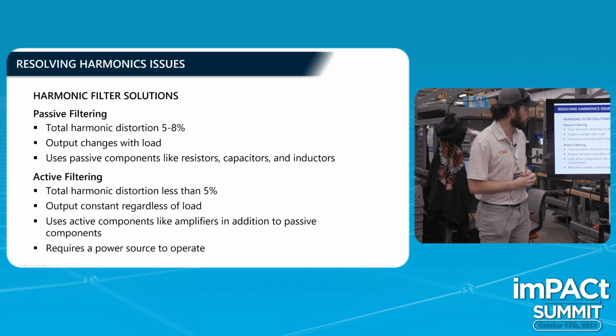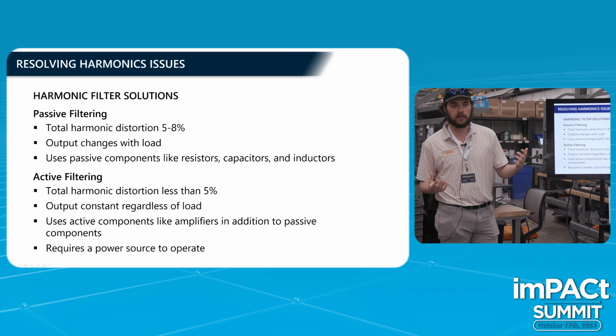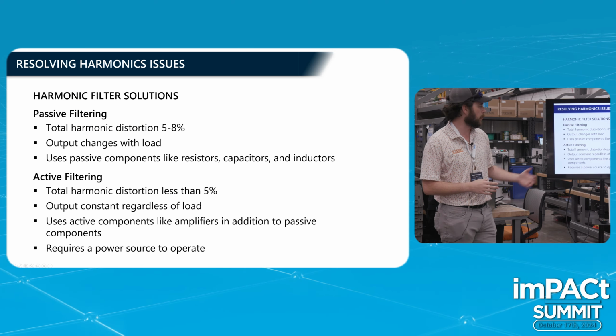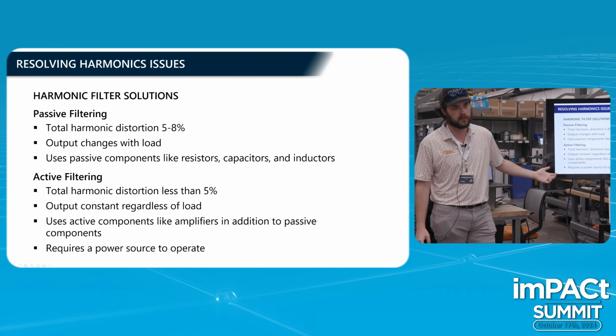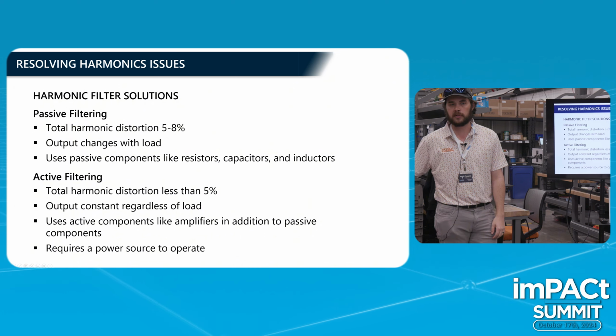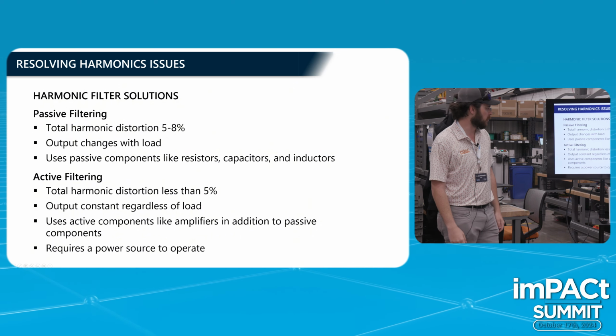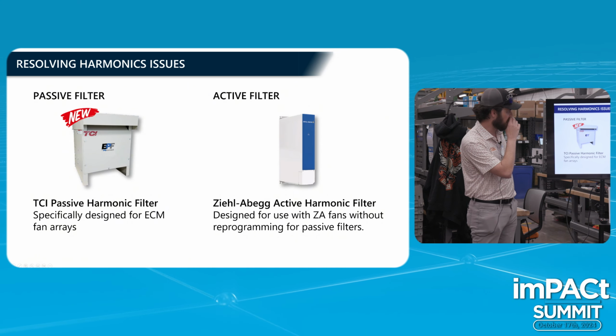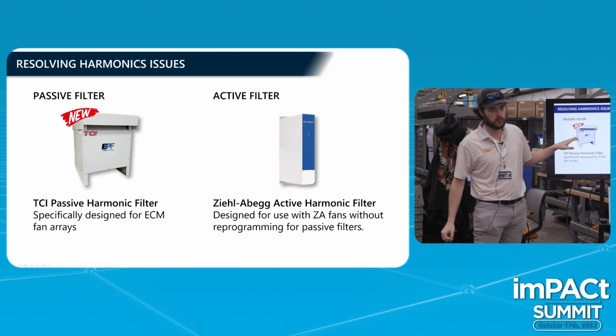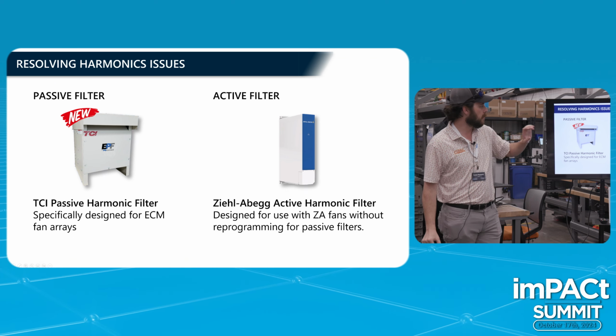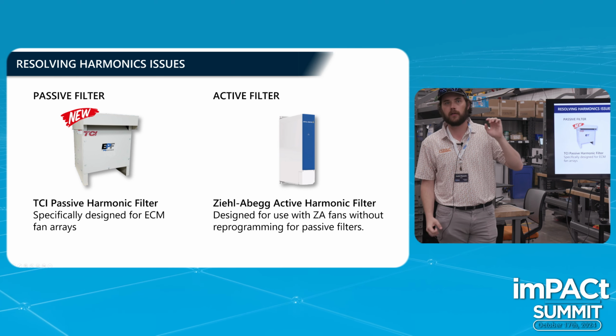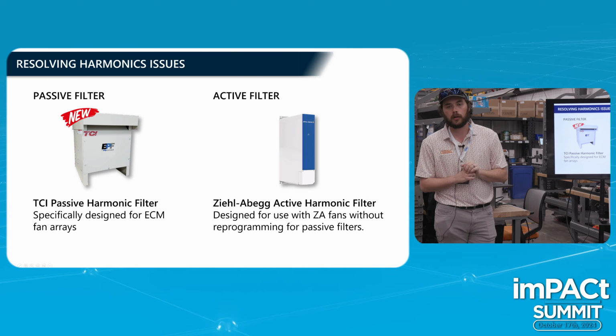But if we do identify some of these warning signs ahead of time, there's a couple things we can do. We have passive and active filters. I think Christian talked about the differences between those, so I won't go too into detail, but we have TCI is our main one for passives. We're looking at some other ones as well. Actives, we have the Zeal, and we also have Schneider for really large ones.